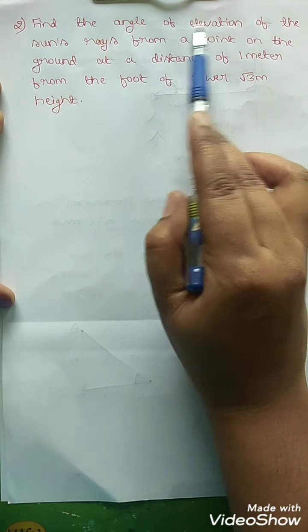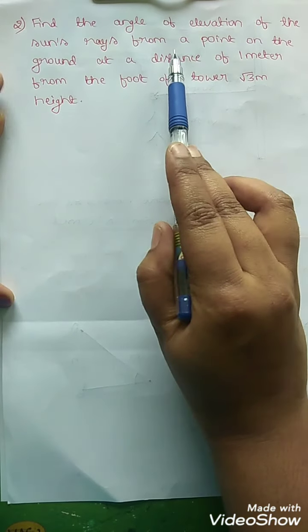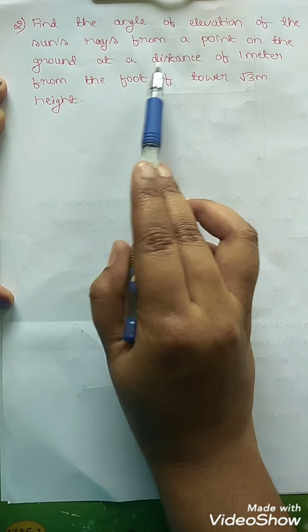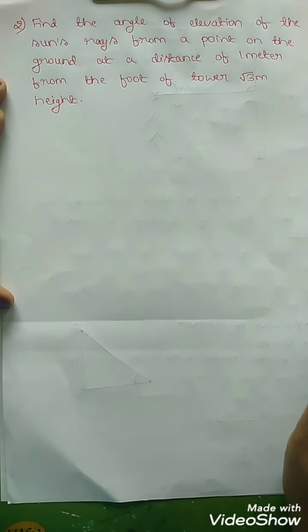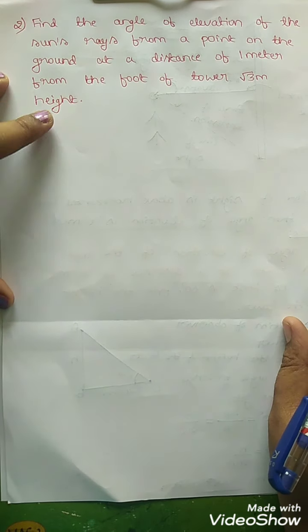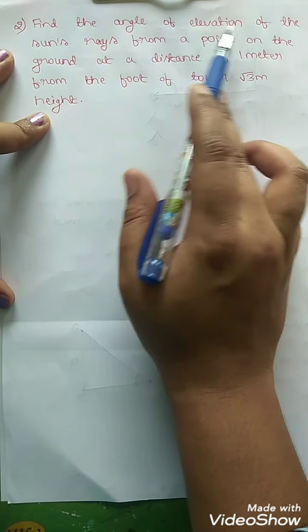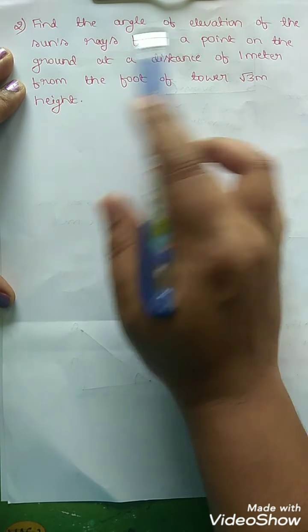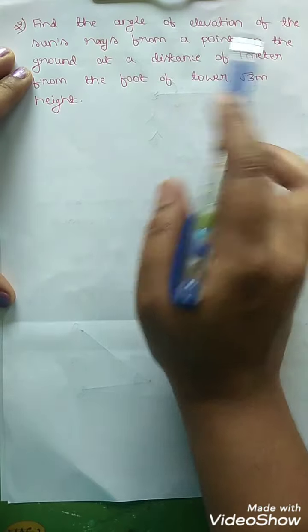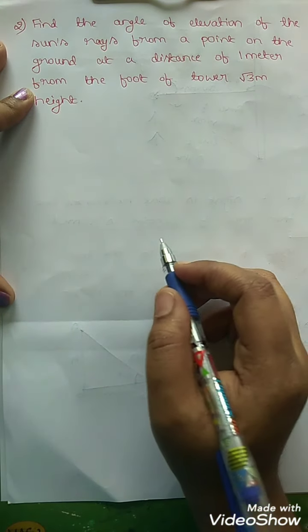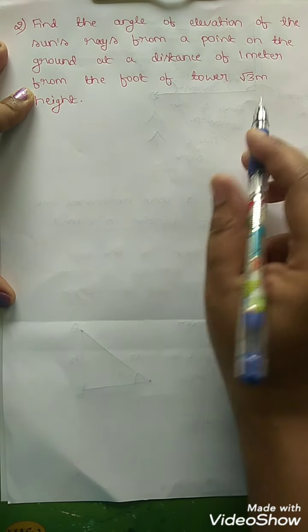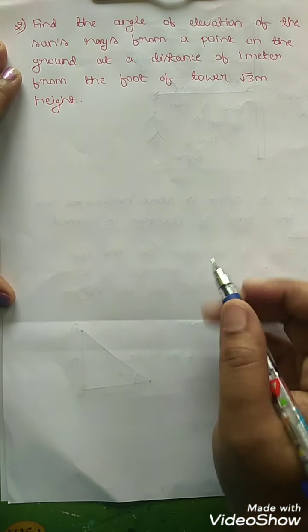Next, example 2. Find the angle of elevation of the sun's rays from a point on the ground at a distance of 1 meter from the foot of the tower, root 3 meter height. Okay, so here we have to find out the angle of elevation of the sun's rays from a point on the ground at a distance of 1 meter from the foot of the tower. Root 3 meter is the height of the tower.